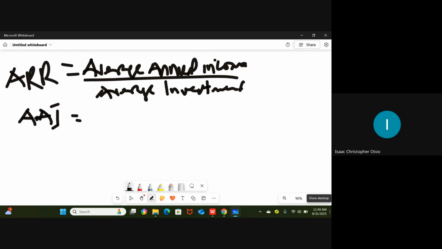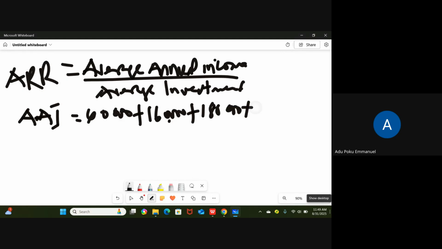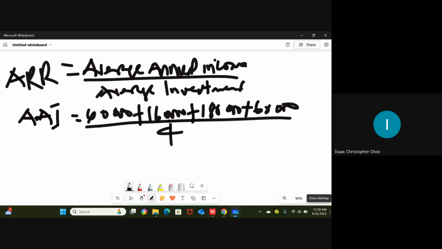The first year was 60,000, and the second year's was 160,000. The third year, 180,000, and the fourth year, 60,000, then divided by 4. So the average is 120,000.